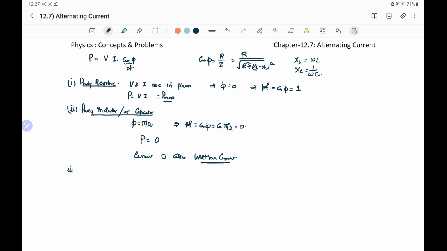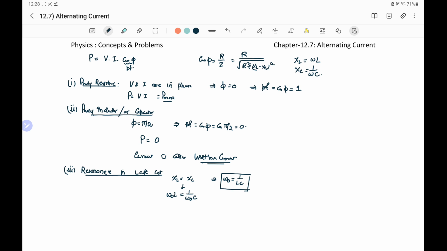Similarly, if we consider that the LCR circuit is in resonance. In resonance, inductive reactance will be equal to capacitive reactance, and this gives a frequency that is called the resonant frequency, and it is equal to 1 by root LC. This can be calculated using omega naught L equal to 1 by omega naught C. So this omega naught is the resonant frequency.